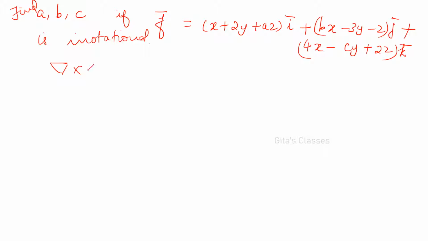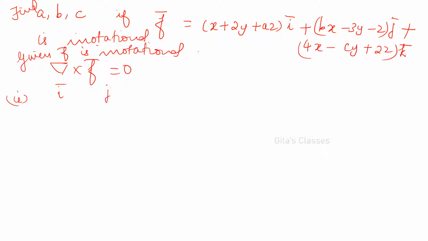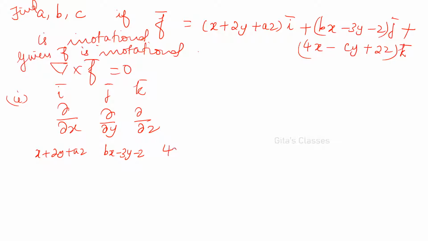Irrotational means what? Del cross f is equal to 0, right? So given f bar is irrotational, so del cross f is equal to 0. That means i, j, k and dou by dou x, dou by dou y, dou by dou z. These kind of problems are very, very important. x plus 2y plus az, and the second one is bx minus 3y minus z, then 4x minus cy plus 2z.